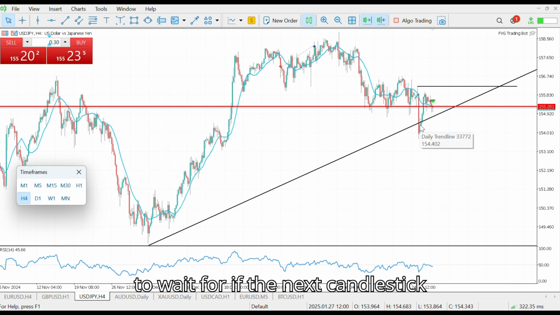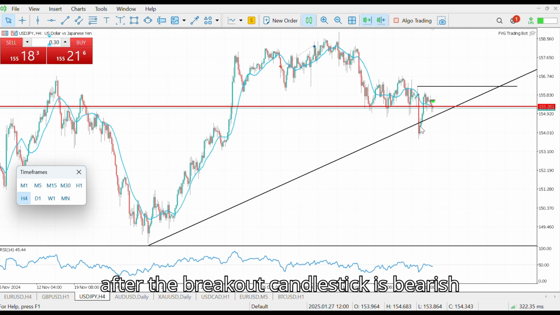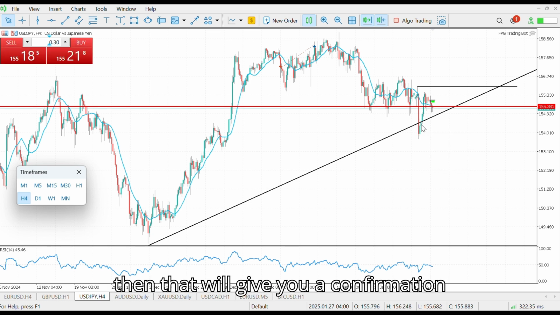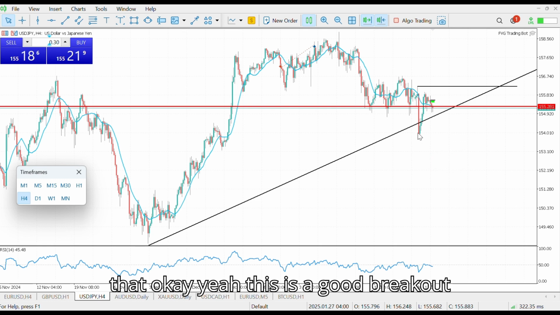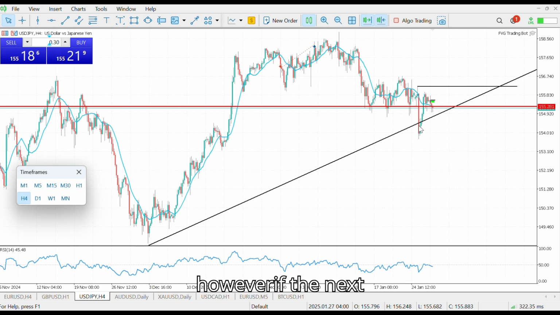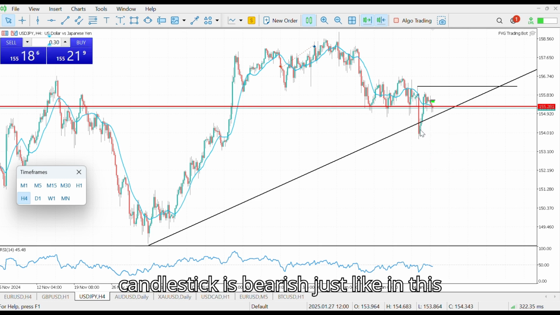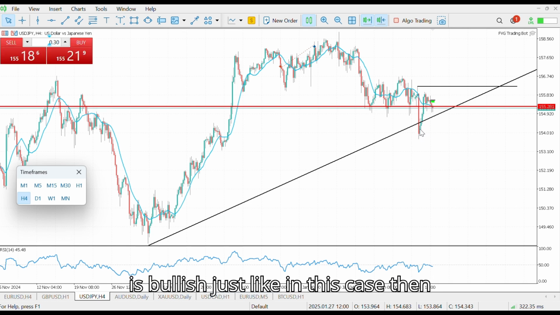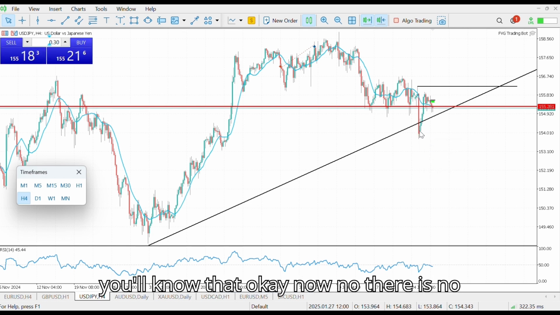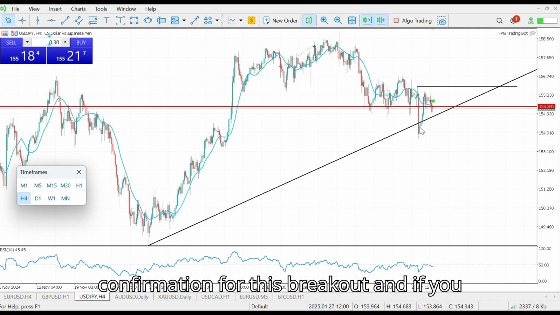If the next candlestick after the breakout candlestick is bearish, then that will give you a confirmation that, yeah, this is a good breakout. However, if the next candlestick is bullish, just like in this case, then you know that there is no confirmation for this breakout.